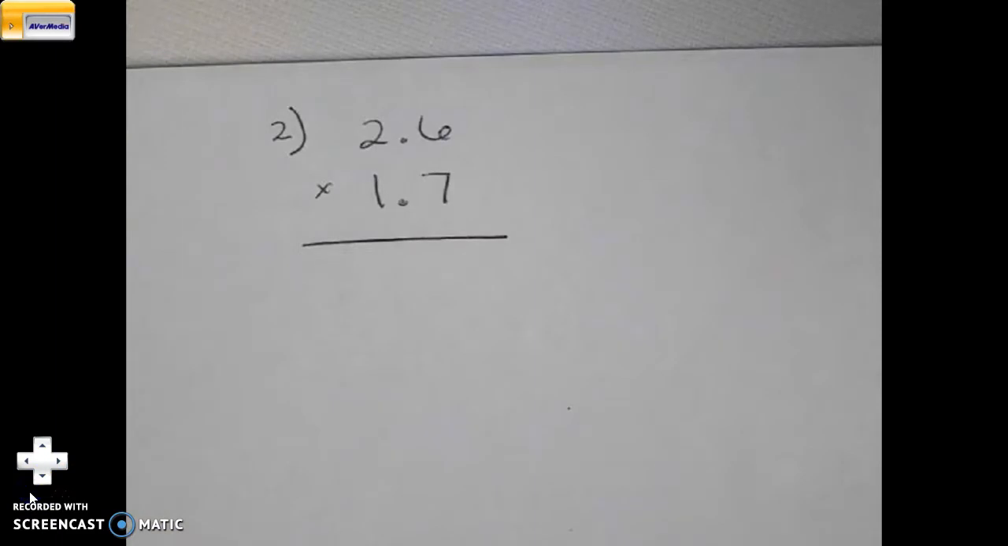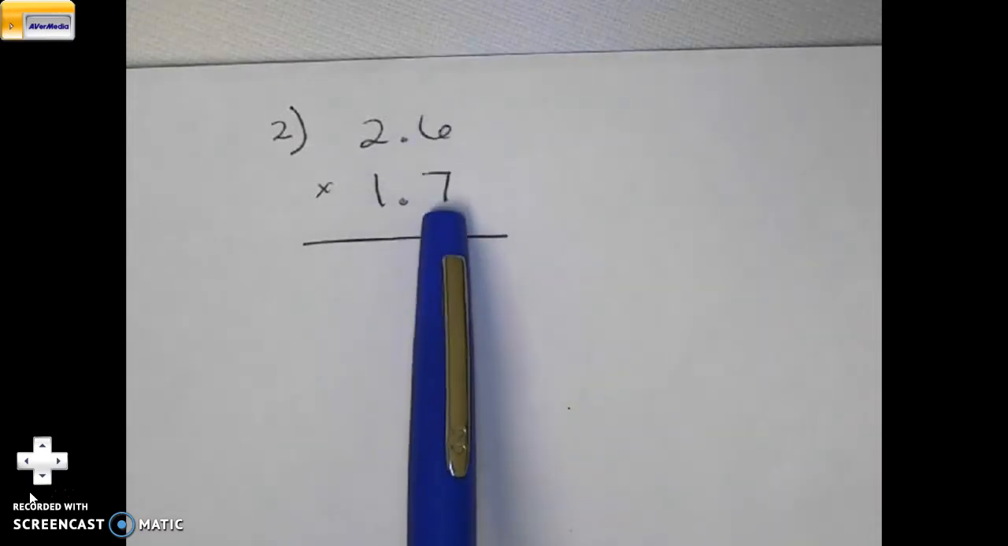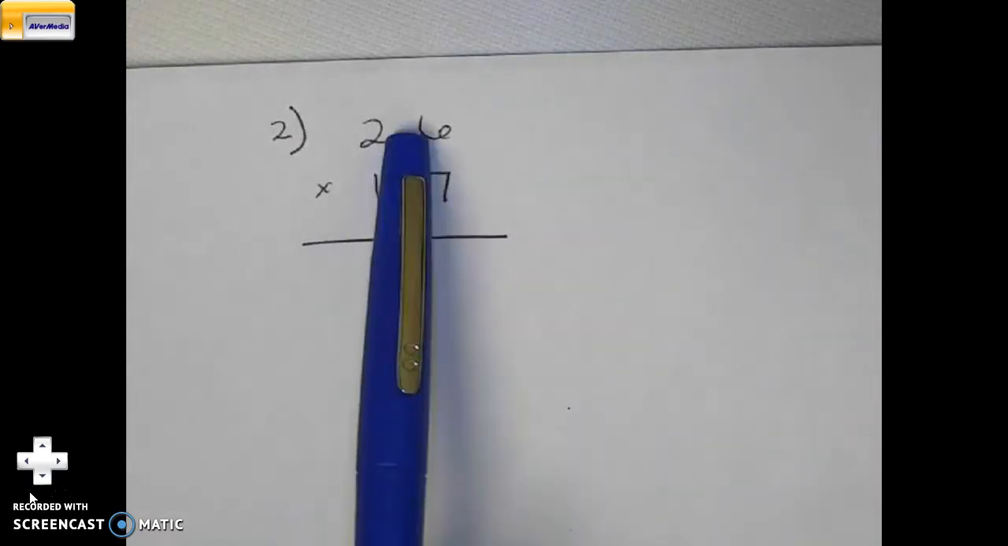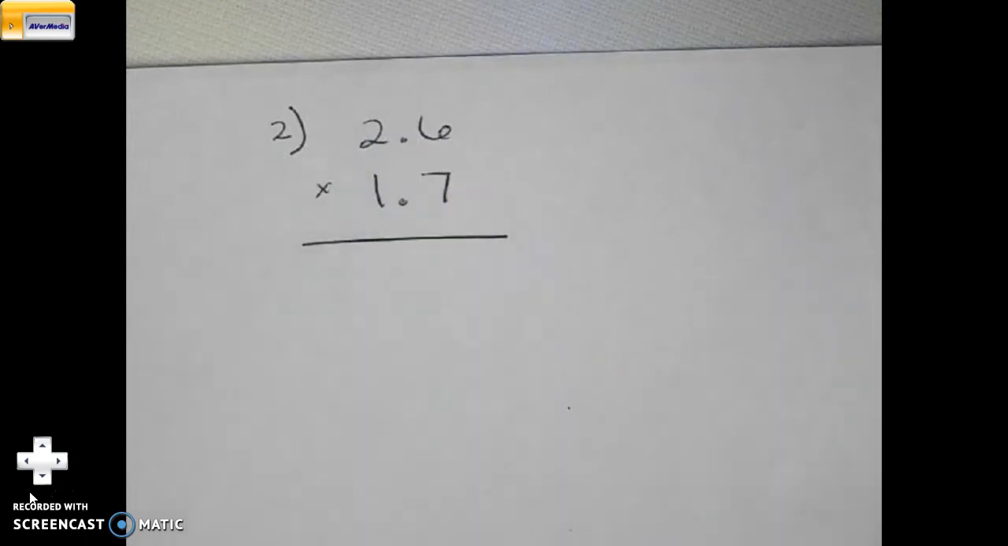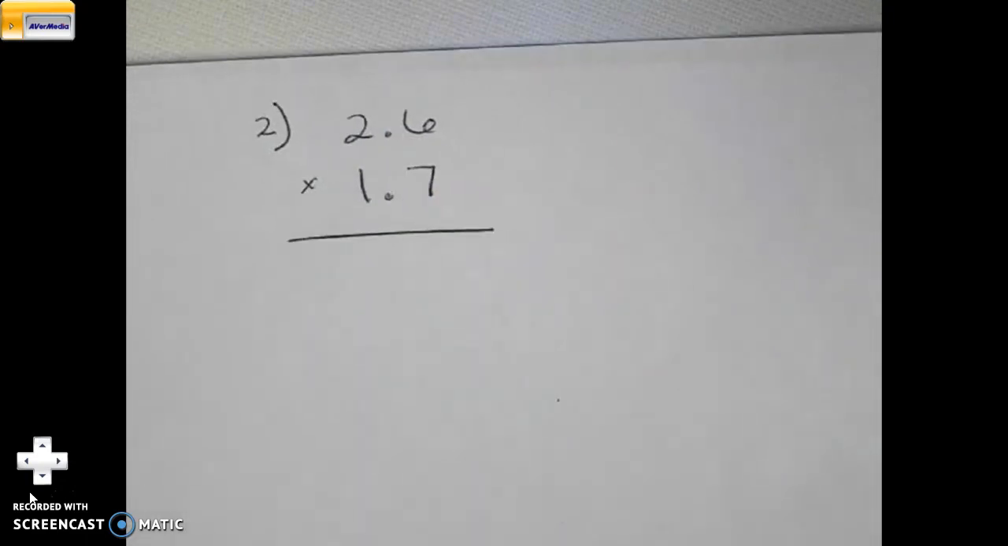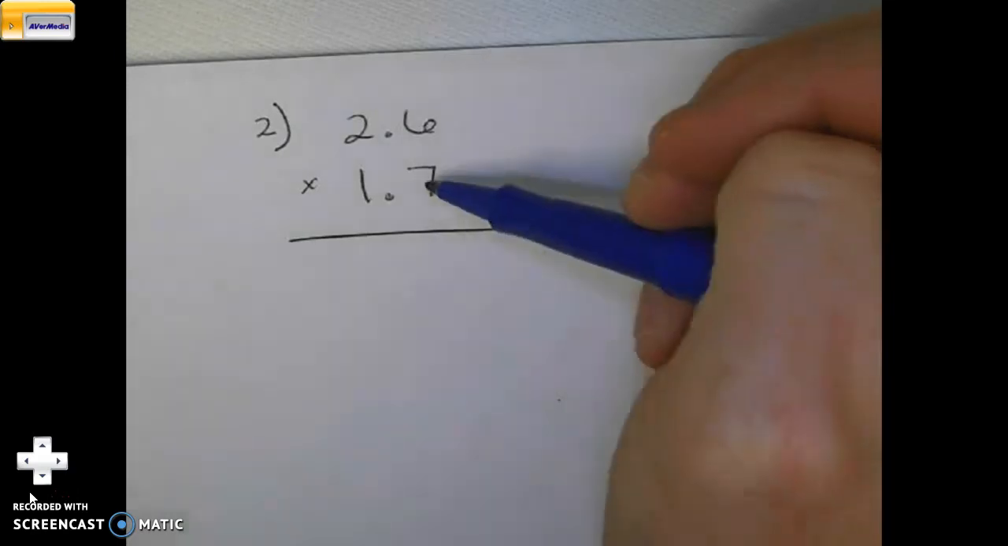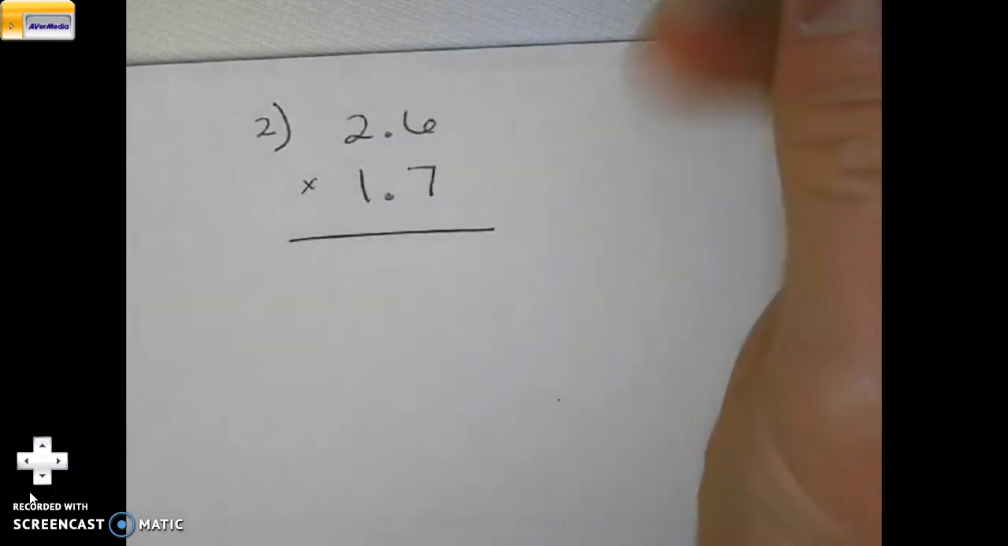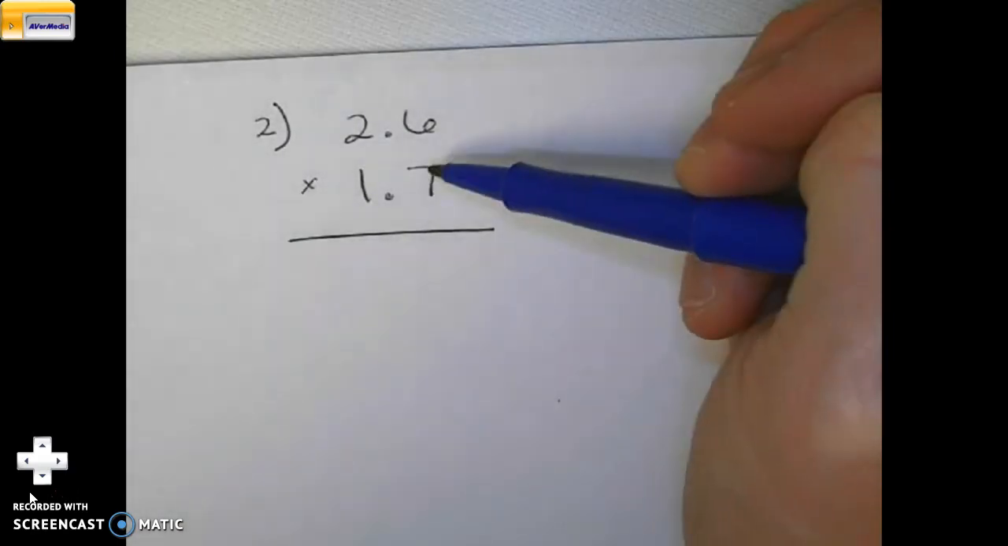Alright guys, problem 2 is very similar. We have 2 and 6/10 times 1 and 7/10. Now it was written sideways, horizontally, so I just wrote it like this. Now remember, I lined up the digits, I lined up the numbers, and again, the decimals just happen to be lined up. That's just how it goes. So I'm going to start with this one, and some of you guys need to pay attention just to practice how to multiply in the correct order.